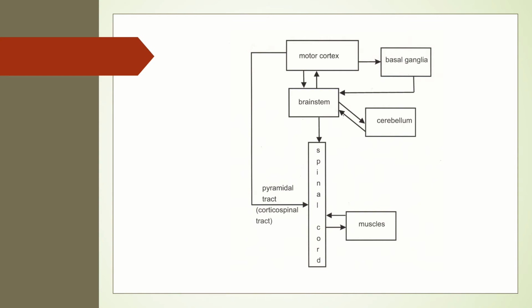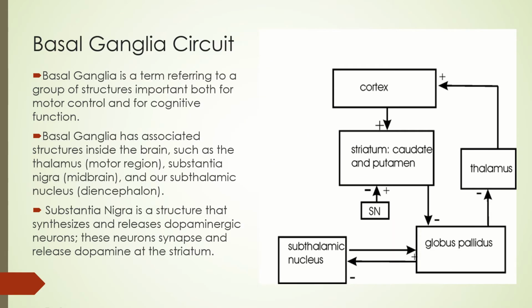So we talked a lot about the basal ganglia. The basal ganglia is a collection of structures that affect motor movement. They receive signals from the motor cortex, and they then integrate these signals into the brainstem, which has the option of either going to the cerebellum, where the motor signals are integrated, or it can go directly back into the motor cortex.